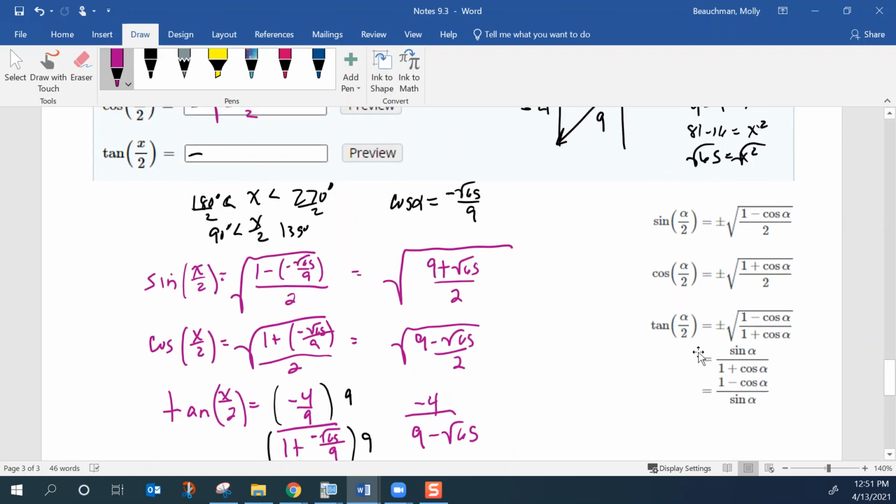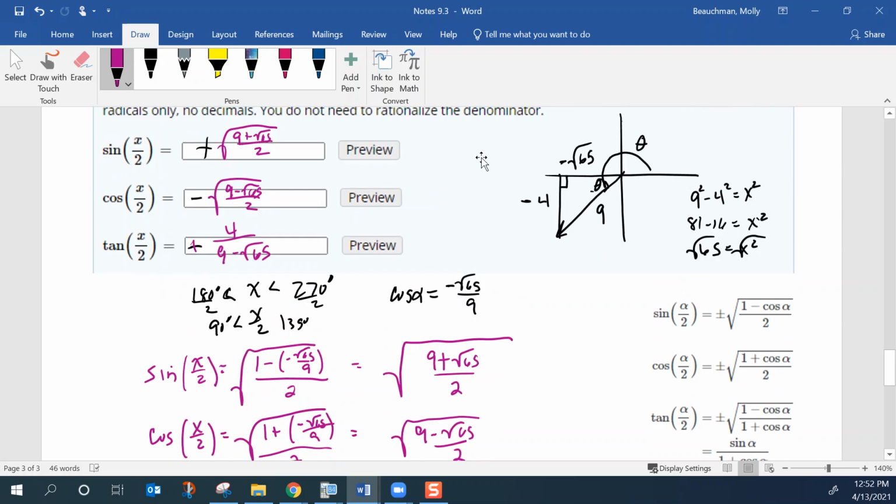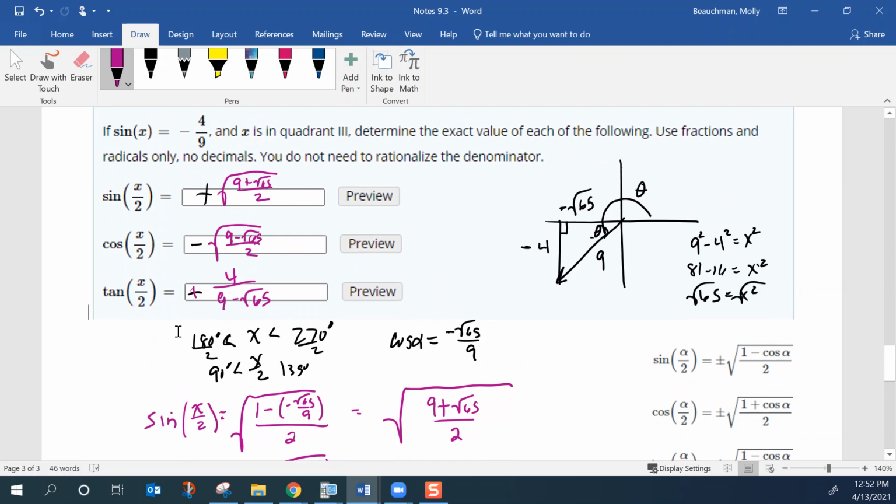So we go back up. It's negative. So if you put a negative in front of this, it's going to make that 4 positive. So I'm going to end up with 4 over 9 minus the square root of 65. And at the beginning it said no need to rationalize your denominator, so we can leave it just like that.